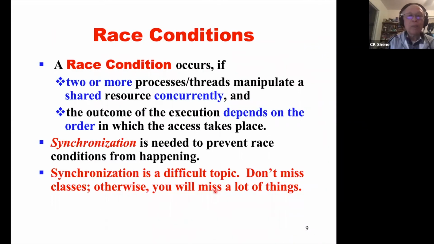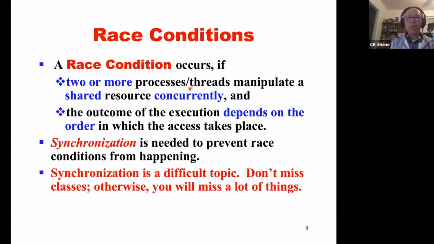So let's define, in a not so rigorous way, what a race condition is. A race condition occurs if two or more processes or threads manipulate a shared resource concurrently. This is the first bullet, the precondition for a race condition to occur: we need two or more processes. If you have only one process or one thread, it executes in an independent way. No race condition would occur.